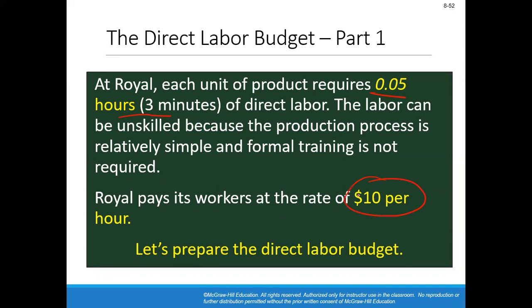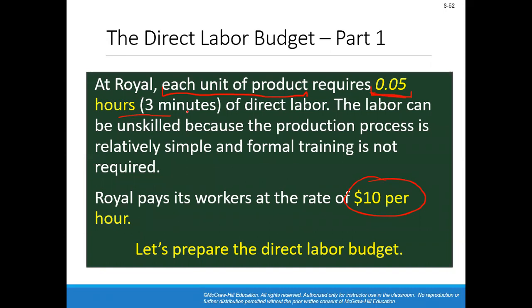So we should start with which item or which variable to calculate the direct labor? We have been given the direct labor requirement for each unit of product. Now let me ask you, what should be the first line or first item we should have for calculating the direct labor budget? Any idea?